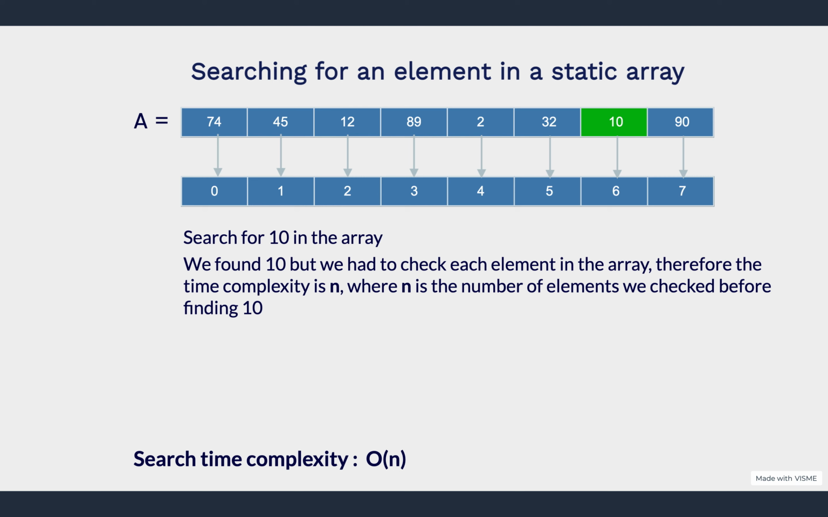Okay, so to get 10, we have to check each element in the array. So we started checking each element in the array before we could find 10. So the time complexity is linear, where n is the number of elements we checked before finding 10. Okay, so the search time complexity is big O of n.